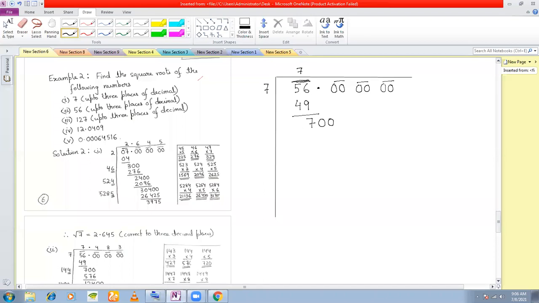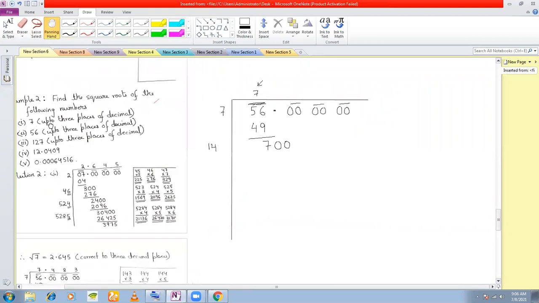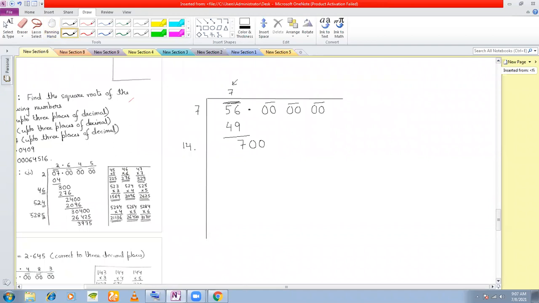There's a 7 here, so you double this 7 to get 14 here, right? Now we would like to insert a digit here. So what digit should we insert? You see 700 here. If you put a 0 here, it becomes 140, right? So you can divide by 140, because we just want the quotient, and mentally we are dividing by 140.